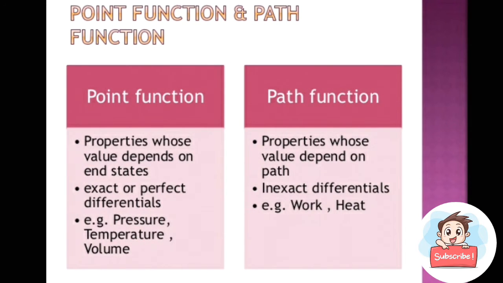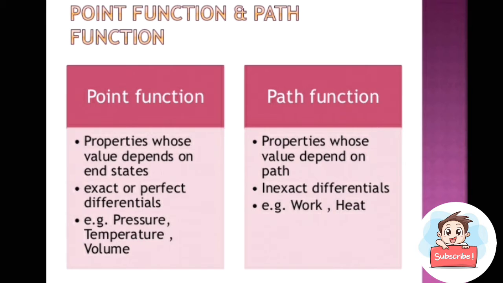A point function is defined as a quantity which can be represented by points on a coordinate system. They are called point functions. Let's see the point functions here. These are properties whose values depend on the end states only, and these consist of exact or perfect differentials. The best examples of point functions are pressure, temperature and volume. These depend upon the end states, and simply they are called point functions.